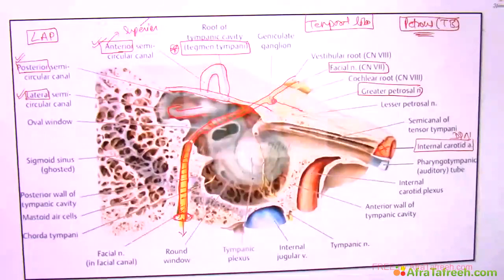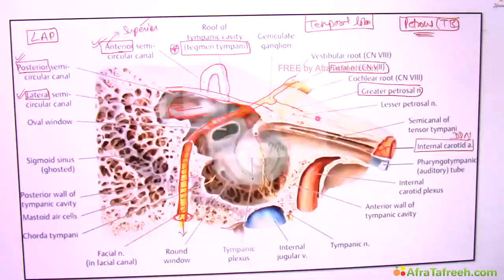So the greater petrosal nerve is the first branch of the facial nerve in the facial canal, and is joined by the deep petrosal nerve, which is coming from the T1 sympathetic plexus around the internal carotid artery. Together they will form the Vidian nerve of the pterygoid canal at the floor of the foramen lacerum. What is this nerve here? This is the lesser petrosal nerve. It is also accompanying the greater petrosal nerve.